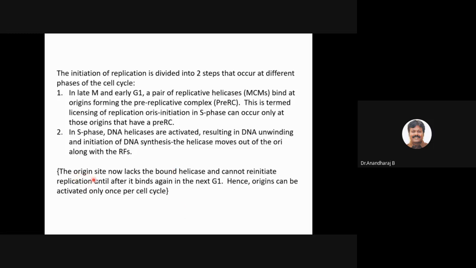See, the origin site now lacks the bound helicase and cannot reinitiate replication until the helicase binds again in the next G1. So hence, an origin can be activated only once per cell cycle. Right? The pre-replicative complex will be formed in late M and early G1.